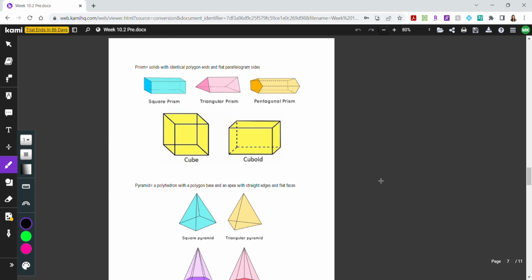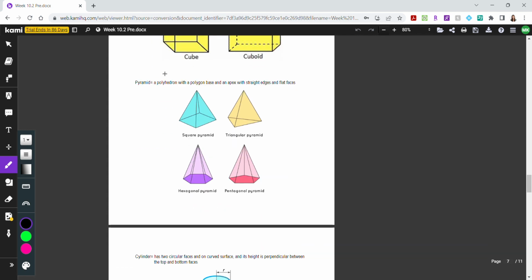Now, some of the common 3D shapes that do come out during your test are these. A prism is a solid with identical polygon ends, as you can see, and flat parallelogram sides. This is called a square prism because this is a square, a triangular prism because this is a triangle, and a pentagonal prism because this is a pentagon. A cube and a cuboid would also be considered prisms, actually. These are really helpful to identify what kind of shape they are.